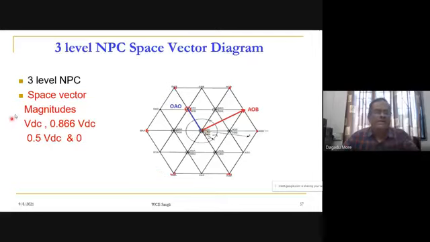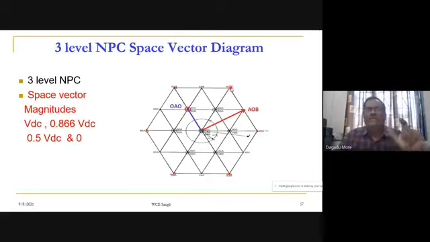And here we have seen that our levels are 0.5 VDC, and 0 is also there. So once you get the hexagon, you divide this VDC into half, VDC by 2 and VDC by 2. So you get the points. For this hexagon, each side you divide by 2, get the center of this. Okay, and then you make lines parallel to the sides of the hexagon, and then you will get this diagram. So this is for a 3-level.